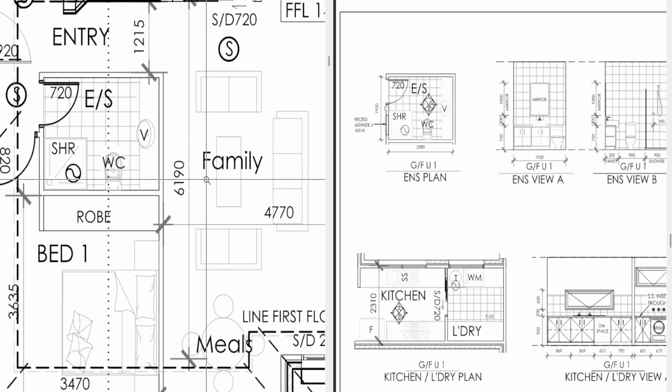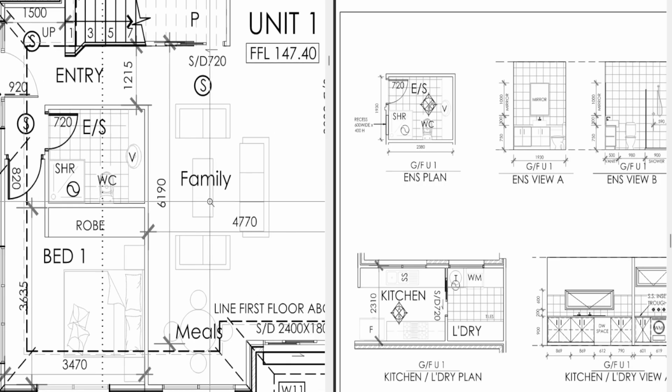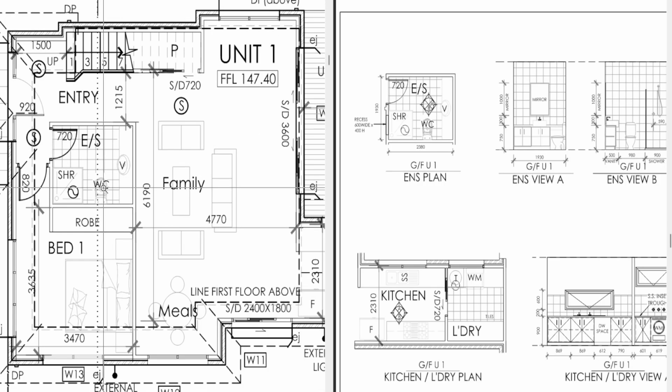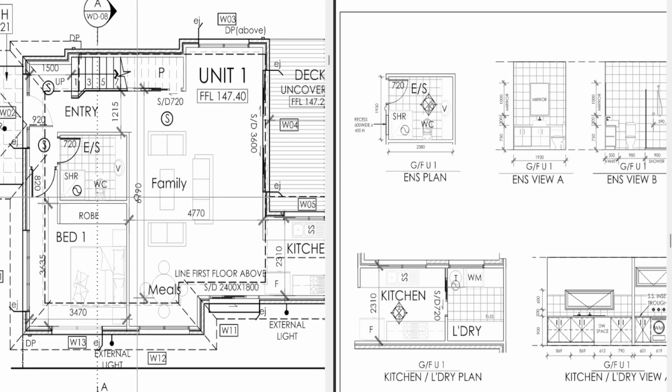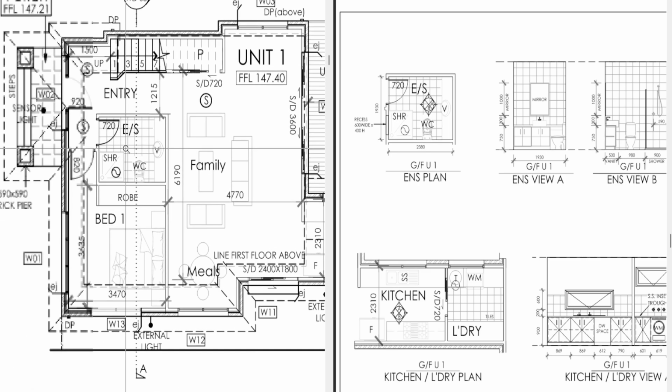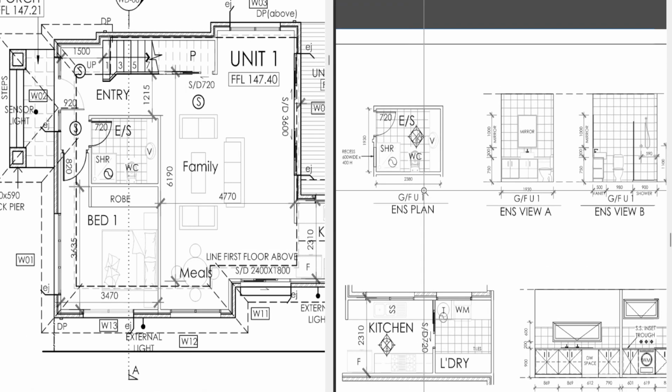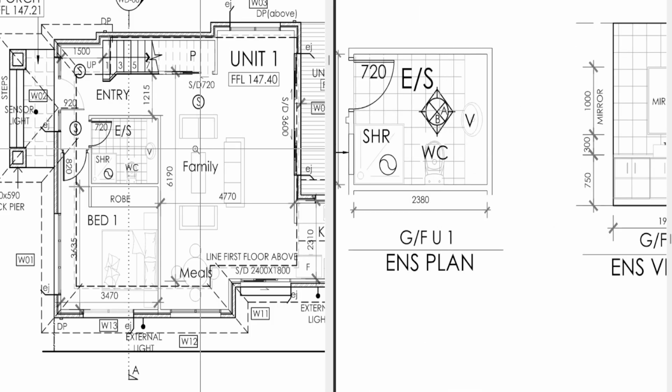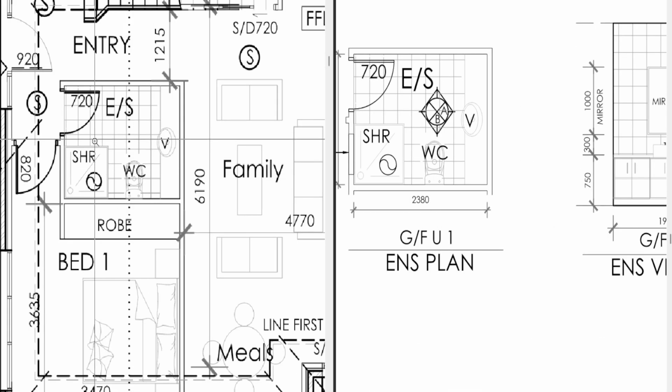So let's jump to the plan. So this is the ground floor, and this is the entry of unit one, and here's the kitchen, laundry, and family. So here is the ground floor unit plan. You can call this the ENS, bed one ENS. So in this bed one ENS, this is the basin. This is the shower area.